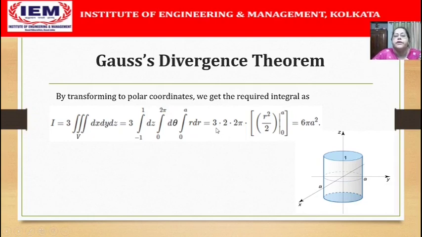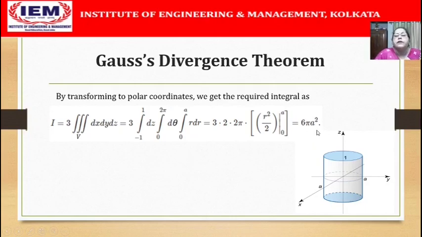So we get 3 times. Now this -1 to 1 dz gives us 2. This integral 0 to 2 pi d theta gives us 2 pi. And as we integrate this, we get r square by 2. Limits are from 0 to a. So finally, our answer is 6 pi a square.